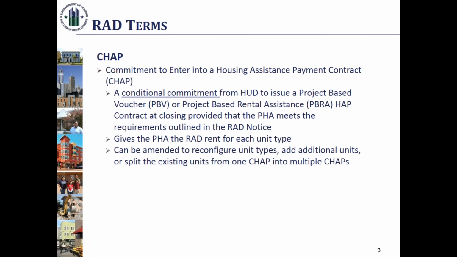And this is important because when an FHA underwriter gets the application for firm, the CHAP is presumably attached to that with the RAD rent and also with the PIC number, which I will mention shortly. Lastly, the CHAP, and we do see this quite a bit, can be amended to reconfigure unit types, add units, or split the CHAP into 2 CHAPs. In some cases, maybe even 3 CHAPs. And that can make it confusing, I know.